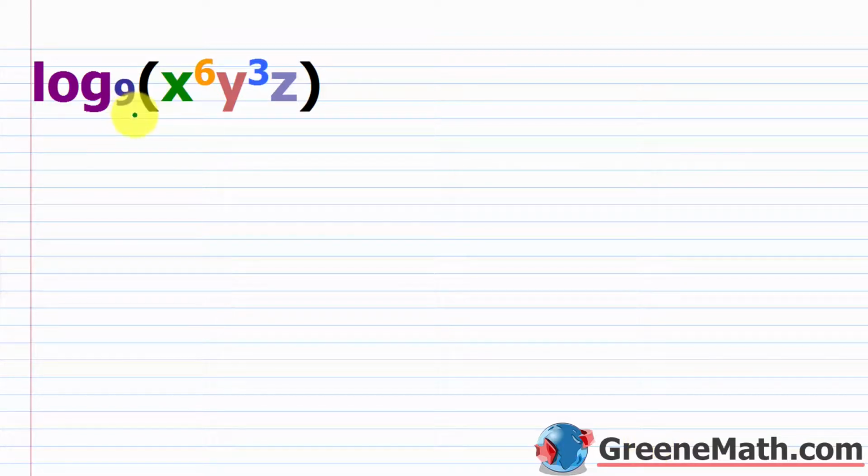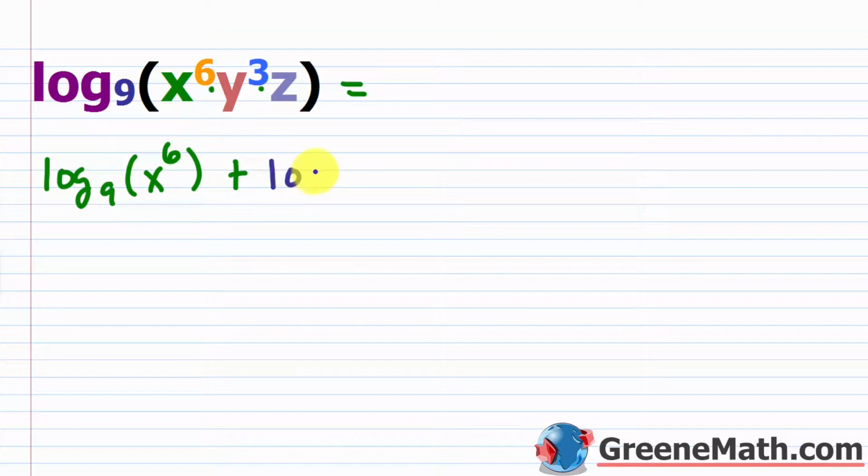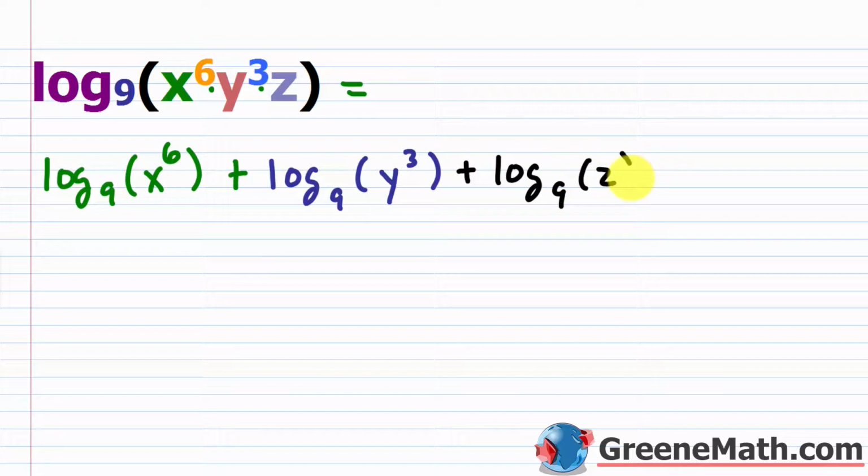So we have log base 9 of x to the 6th power times y cubed times z. We want to expand this. We're going to use our product property for this, or the product rule, however you want to think about that. The first thing I'm going to do is realize that if this is multiplication in here, I can say that this is log base 9 of x to the 6th power plus log base 9 of y cubed, plus log base 9 of z.